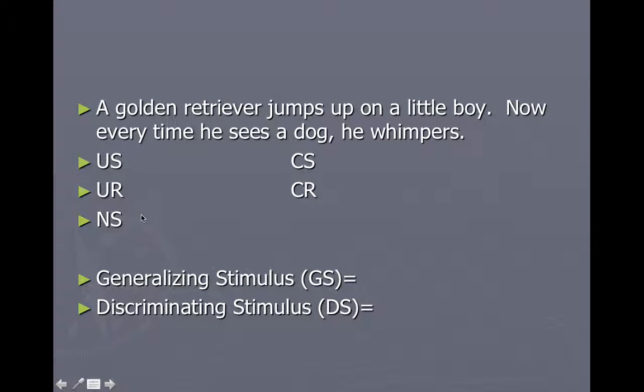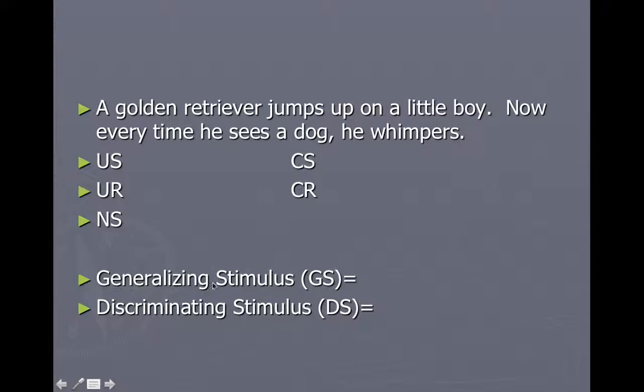The neutral stimulus is simply a dog. The dog was at one time neutral. But now, after being paired with the jumping up on the boy, now just seeing a dog becomes the conditioned stimulus, which produces a fearful response, whimpering.